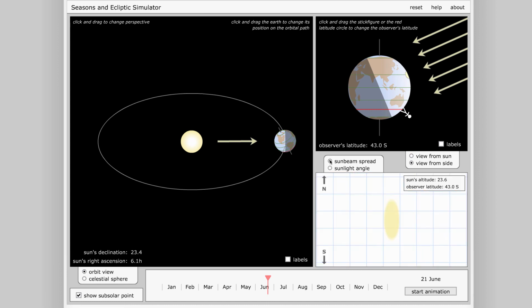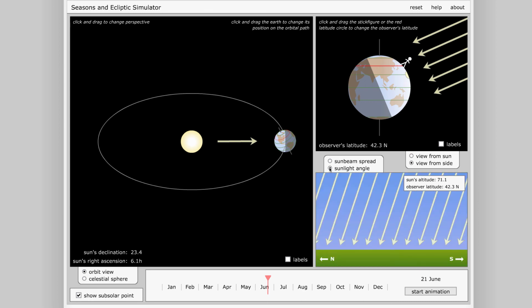Let me go ahead and put it on that sunbeam spread. Notice that the sunbeam is spread out over a much larger area. And again, let me move this guy back up to Chicago, at about 42 degrees. At 42 degrees, the sun is much more concentrated in the northern hemisphere, at much more of a direct angle than in the southern hemisphere. This is one of the reasons why we have such warmer days in the summer than we do in the winter.